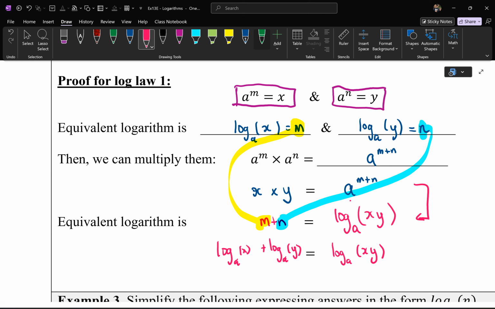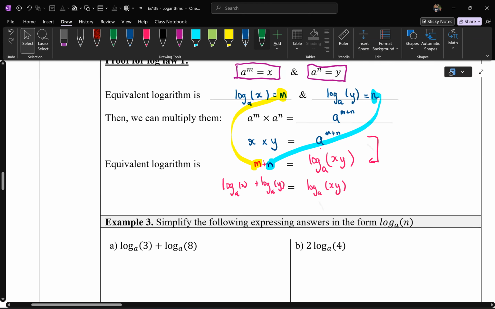And if you do the same for division, index law number 2, you can get law number 2. And then if you did rule number 3, same idea. That's how you get the index laws, or the log laws.